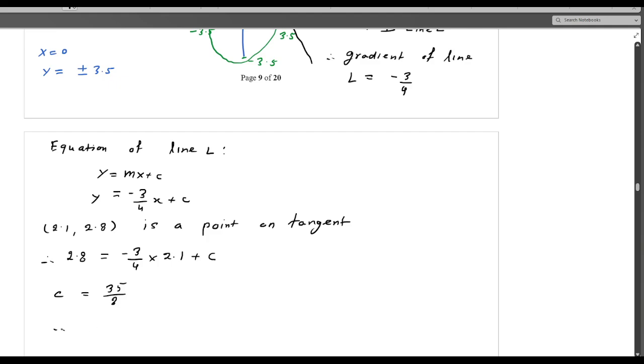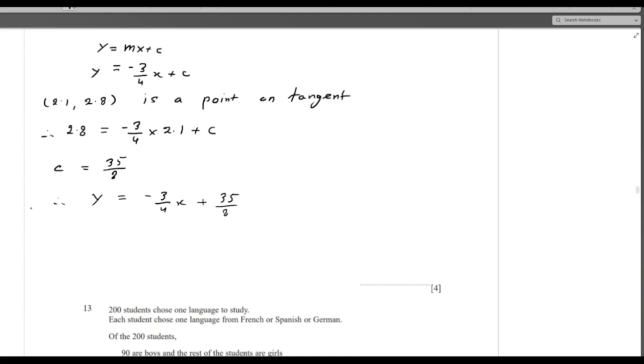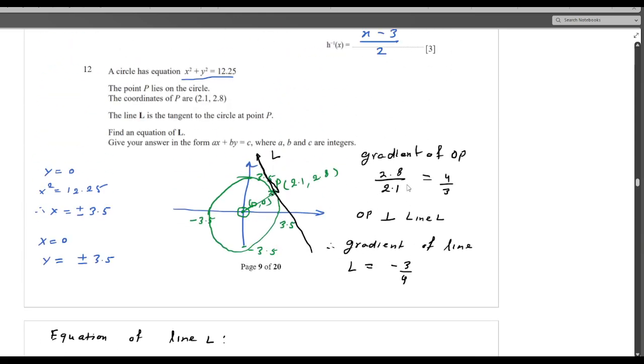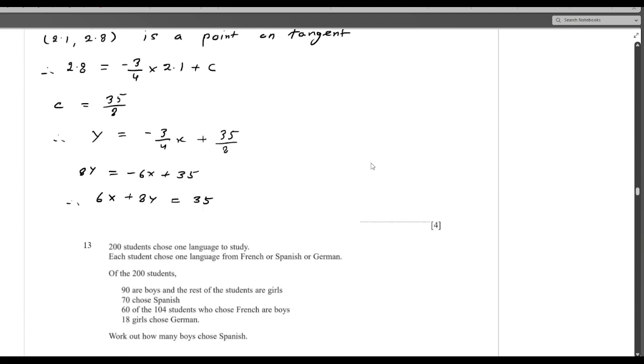So therefore my equation is y = -3/4 x + 35/8. Better I multiply both sides by 8. So here I will get 8y = -6x + 35, and therefore I can say that 6x + 8y = 35. We have to express this tangent in the form ax + by = c. So here it is 6x + 8y = 35. Now this is the required format.